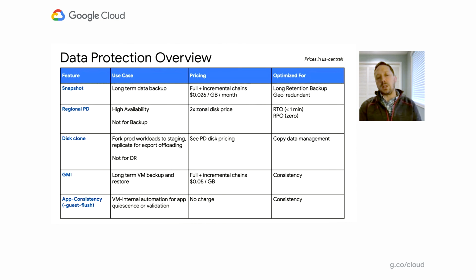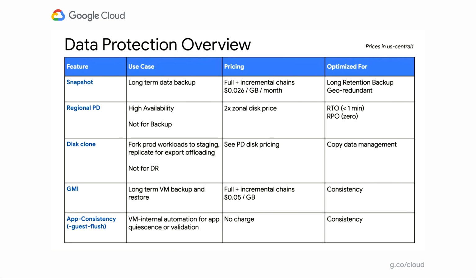Okay, so hopefully this will be useful as sort of a reference chart in thinking about scenarios, features, and what they're purpose-built for. Again, snapshots we really think of as optimized for long-term data backup. You can find pricing information on our website, and again, information about exactly how we manage full snapshots and then incremental chains of those snapshots as you take more snapshots from the same disk. And again, if what you need is geo redundancy or long-term backup, it's the best option.